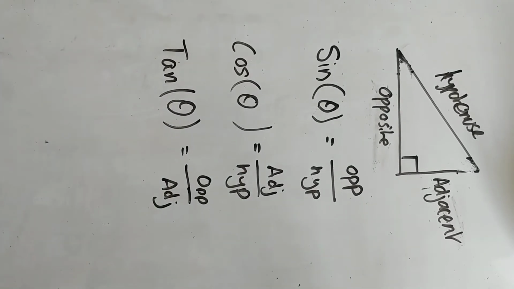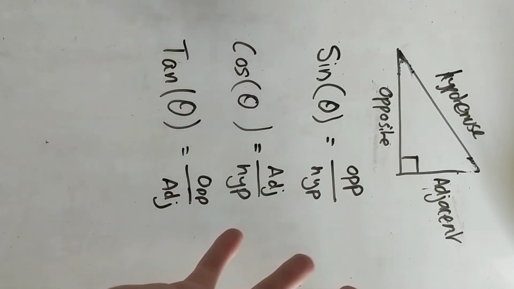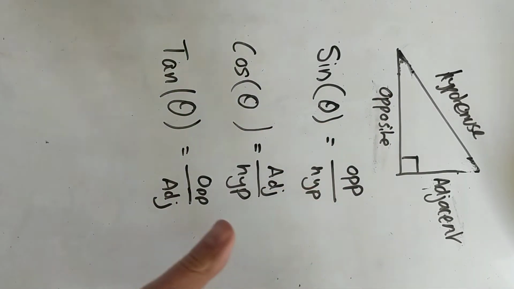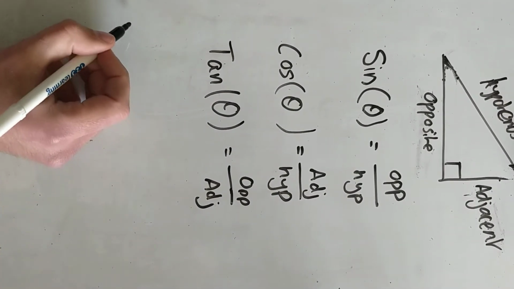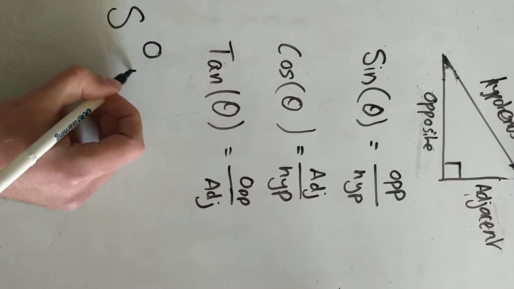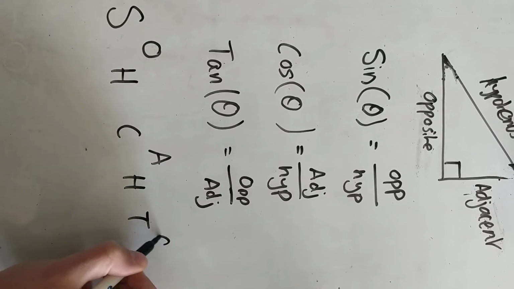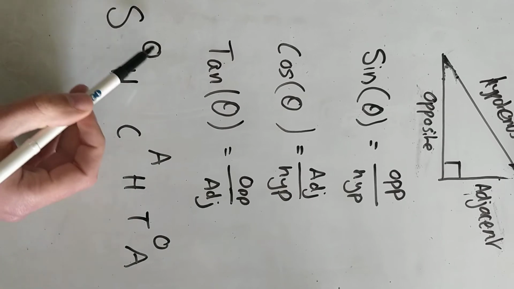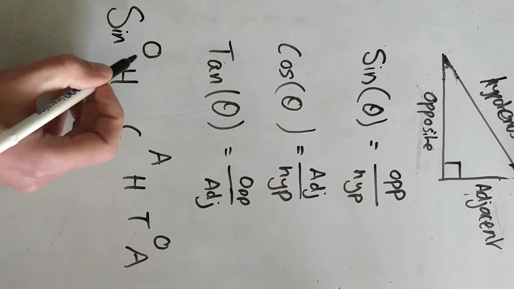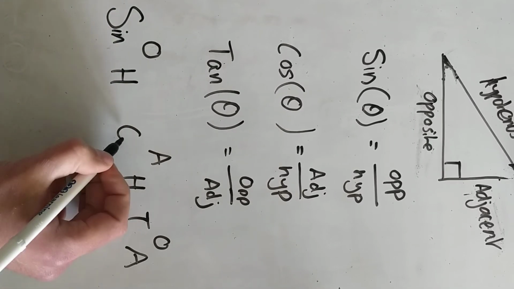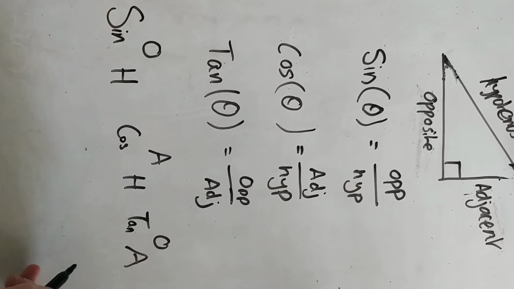Now, don't worry too much about all these little words and trying to remember all of these. I do suggest you write them down. There's an acronym that is always taught to help you remember these, and that is the word SOHCAHTOA. So this one relates to sine, opposite over the hypotenuse, cos, adjacent over hypotenuse, and then tan, the opposite over adjacent.